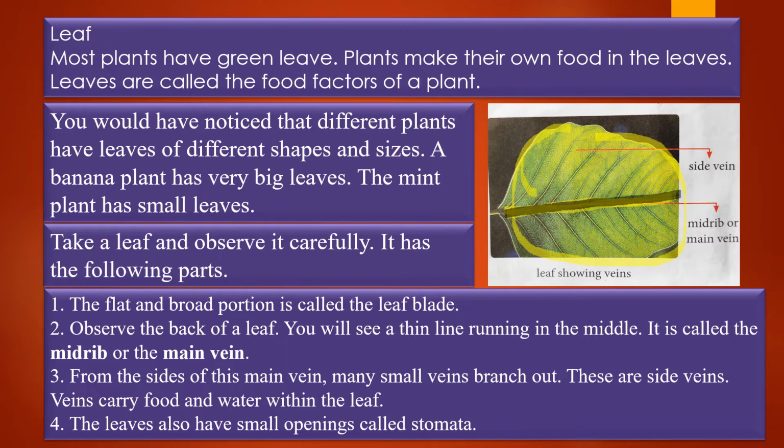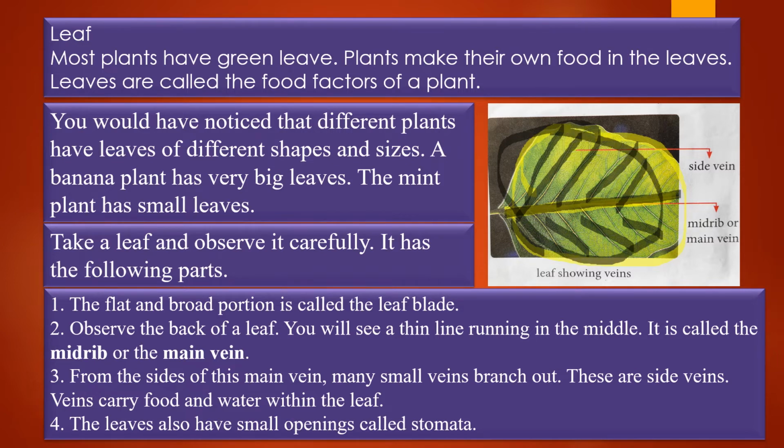Midrib or main vein. From the sides of this main vein, many small veins branch out. You can see these are side veins, so these are called side veins. Veins carry food and water within the leaf.